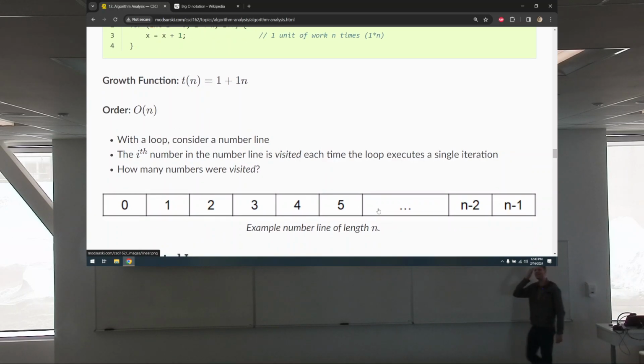For me, I've always visualized it like, okay, this loop, how many times is this loop going to run? Well, if I've got a number line, I would put my finger on each of these things. The loop has to run for each of these values of i, all the way up to n, right? So how many things did I put my finger on? n. That's kind of how I visualize it.